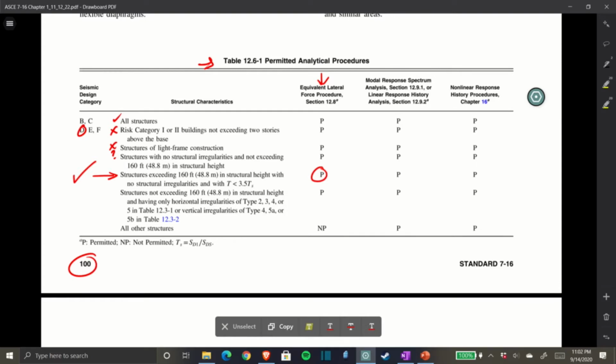And even though I had to jump all the way back to page 89, I'm seeing this right now because I'm a friggin' idiot. But you know what? I'm learning just as much as you guys. Look at the footnote here. It's like they knew. P is permitted, NP is not permitted. Oh, T sub S. There's our beauty.